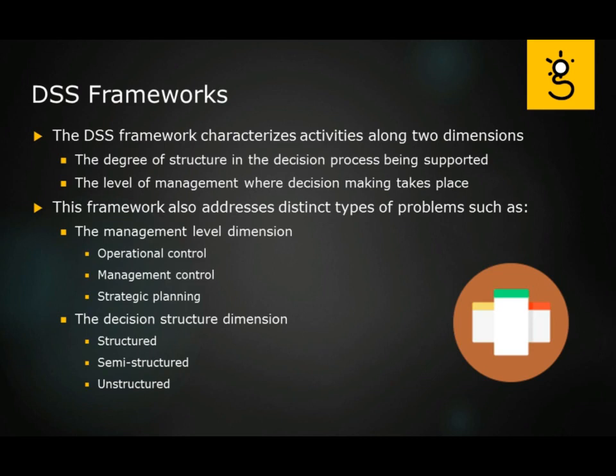The framework of DSS characterizes activities in two dimensions: the degree of structure in the decision process being supported, and the level of management where the decision-making takes place. The framework also talks about distinct types of problems, such as the management level dimension, right? That would be your operational control, management control, and strategic planning. And we also have it on the decision structure dimension, whether it's structured, semi-structured, or unstructured.